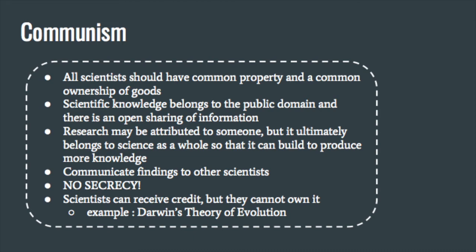The first norm that we will be discussing is communism. This refers to scientists having a common property and a common ownership of goods. Merton believes that scientific knowledge belongs to the public and there is an open sharing of information throughout the scientific community. For example, research may be attributed to someone, but it belongs to the scientific community, not the individual, so that the science can continue to build to produce more knowledge.